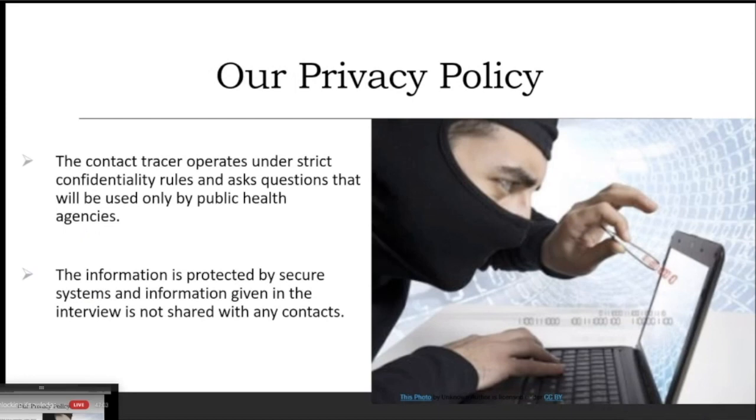Our privacy policy. The contact tracer operates under strict confidentiality rules and asks questions that will be used only by public health agencies. The information is protected by secure systems, and information given in the interview is not shared with any contacts. It is okay to reassure the people that we interview of this fact, just in case they're worried about their information being protected.